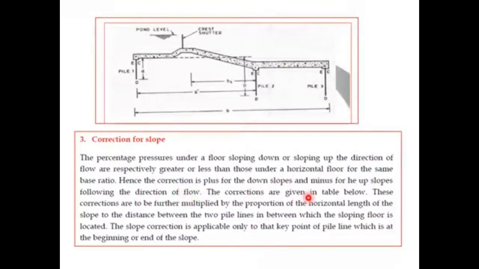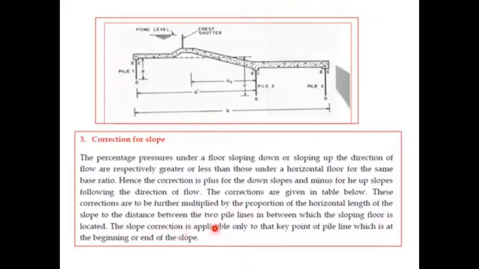of the flow. So these corrections are also given in a table form for different ratios like 1:1, 1:2, 1:3. Different corrections have been given, and these corrections have to be multiplied by the proportion of the horizontal length of the floor to the distance between the two piles, where this slope is there. So for example, this is BS, so BS by B dash. If this is the floor correction we are applying to this point, then you have to multiply BS by B dash.